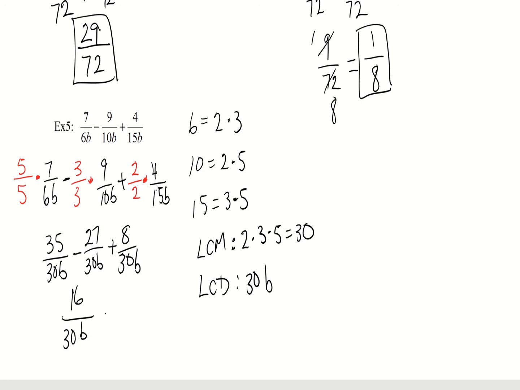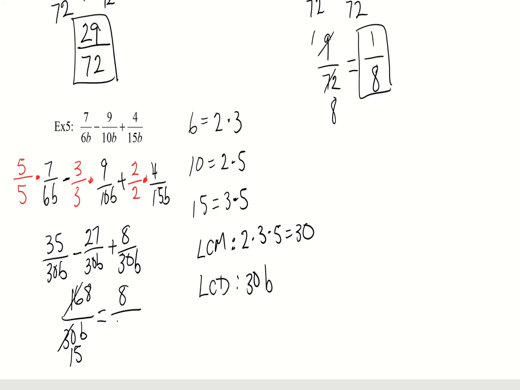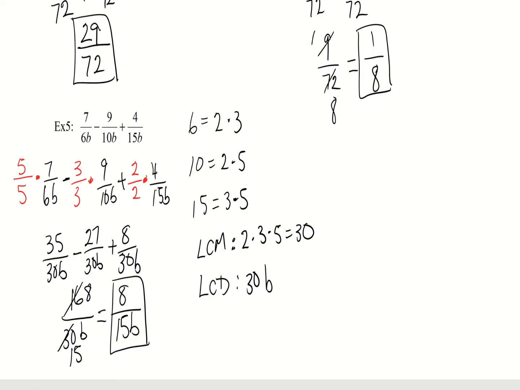And we can reduce this, right? So both the numerator and denominator have a factor of 2. So we can reduce both by 2. In the numerator, 16 divided by 2 is 8. And 30 divided by 2 is 15. So this would reduce to 8/15b. There's nothing more we can do there. So that's our final answer. And example 5, the final answer is 8/15b. This concludes section 1.7.